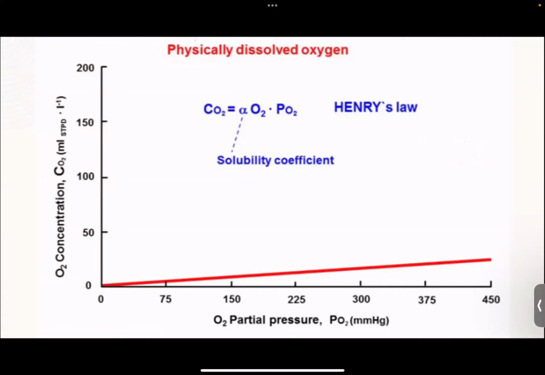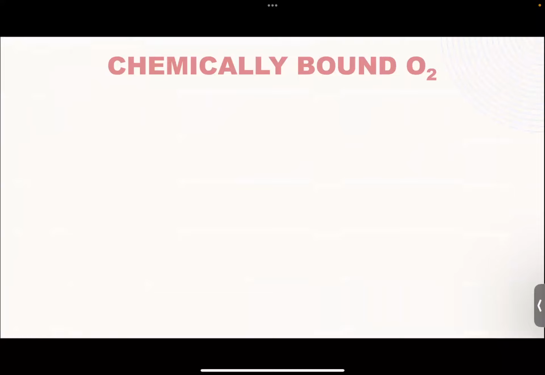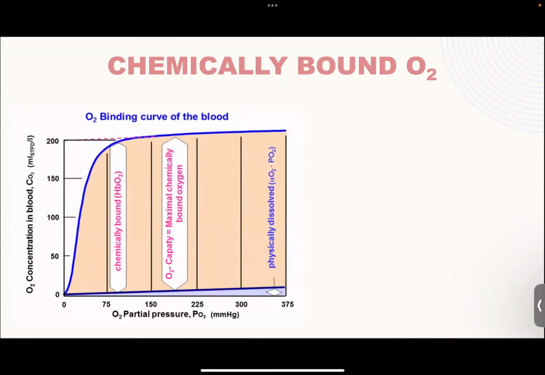Okay. So we looked at physically dissolved oxygen. The second form of oxygen was the chemically bound, sorry. So for chemically bound, this is what the graph is going to look like. And we see that it's actually really, really huge. So a very, very large portion of our body's oxygen is present in the chemically bound form. So O2 reversibly combines with the hemoglobin and it produces oxyhemoglobin. And oxyhemoglobin is just hemoglobin with the oxygen.